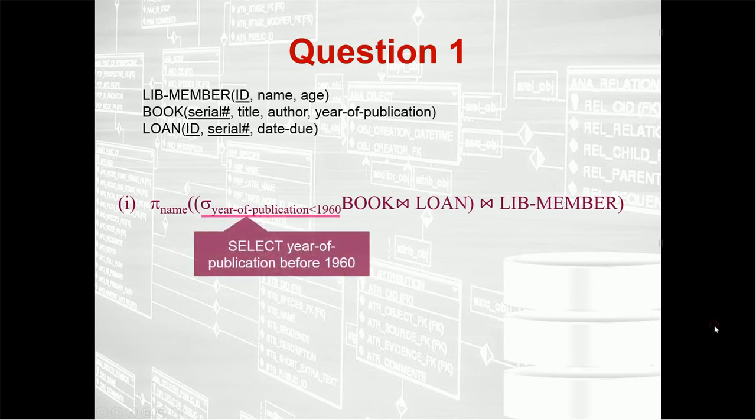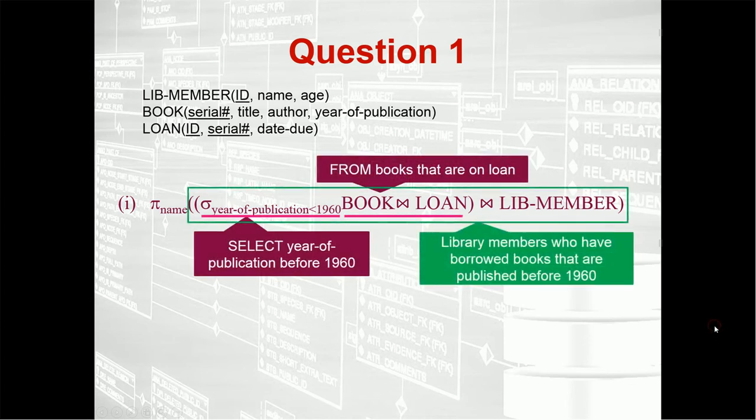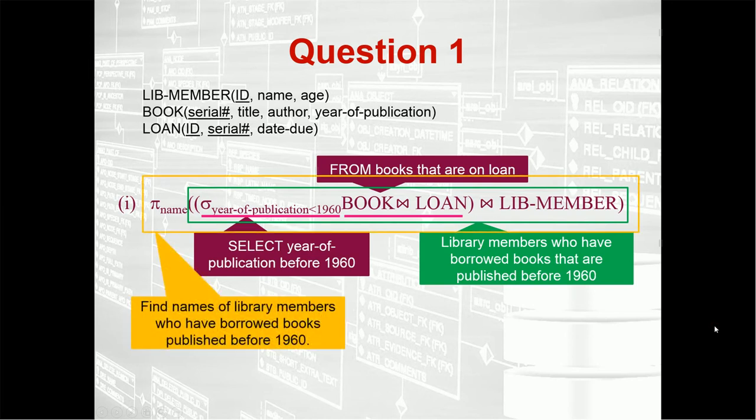Here, the selection operator is to select year of publication before 1960 and it is being selected from books that are on loan. When you add the next component of the algebra, you are actually looking for library members who have borrowed books that are published before 1960. Finally, with the projection, this query is to find names of library members who have borrowed books published before 1960.